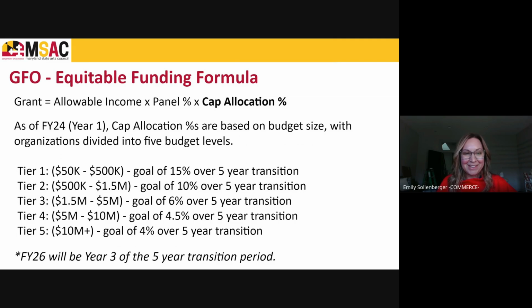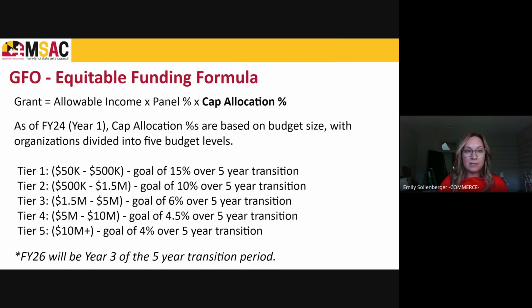And then another layer to this, the cap allocation percentage in particular, is that we have been implementing what we're calling an equitable funding formula that was determined a few years ago. So in FY24, we started this process of a 5-year rollout of this formula. Part of this revision was looking at the cap allocation percentage, which initially was the same percentage for every organization, no matter what size they were. So, if you're a $100,000 organization or a multi-million dollar organization, the cap allocation was the same.